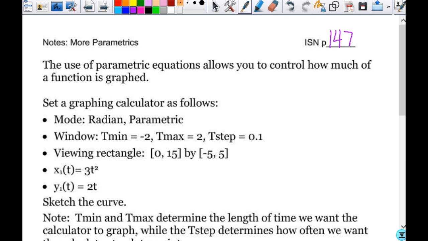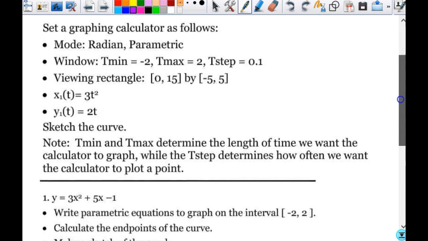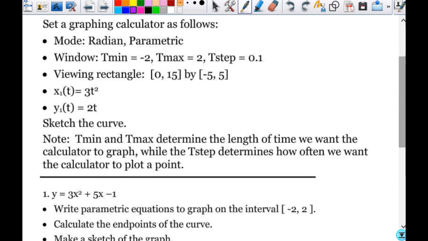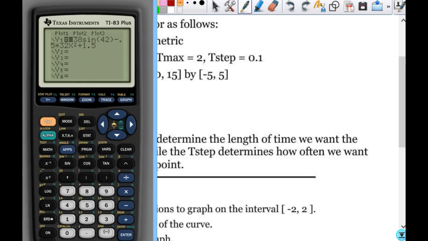So we're going to do some more calculator stuff. So here's what I want you to do on your calculator. Go ahead and change it to this mode. And I can only put my calculator on the left, which is so dumb, but it's just the way it works. So I have to look on one. So we want to go to the mode. We want to make sure we're in radian mode. And go to parametric.